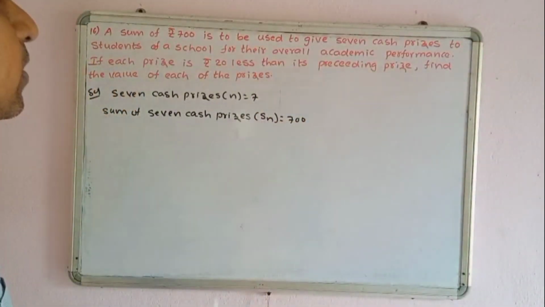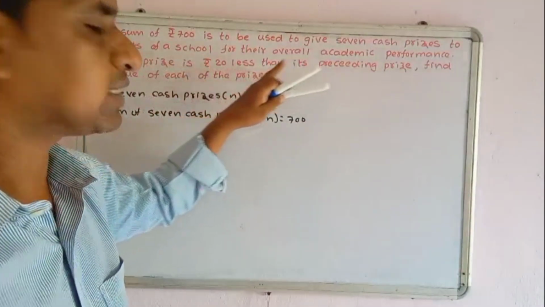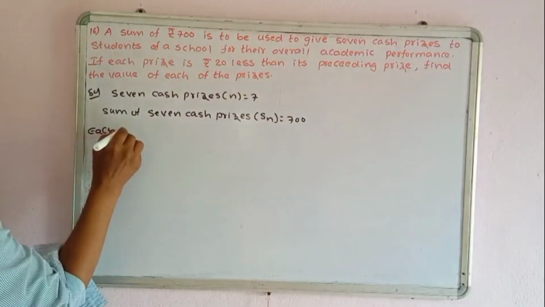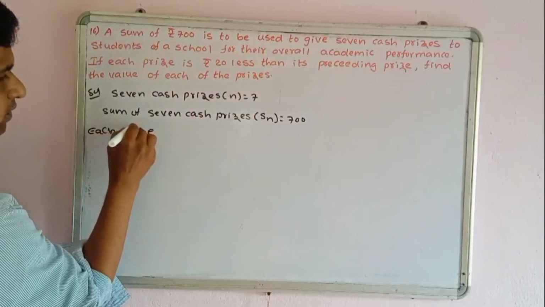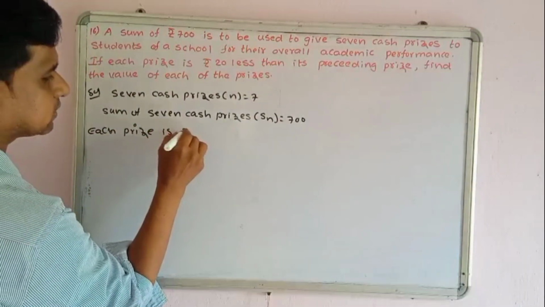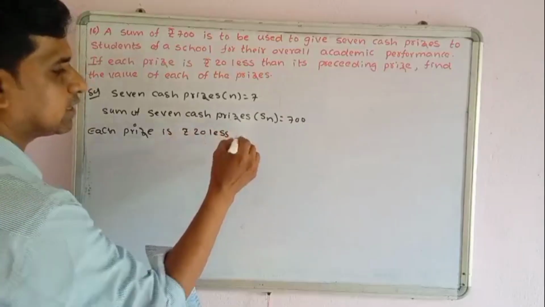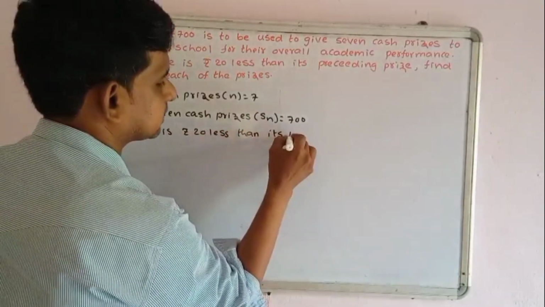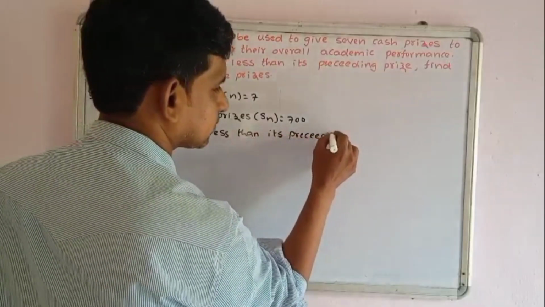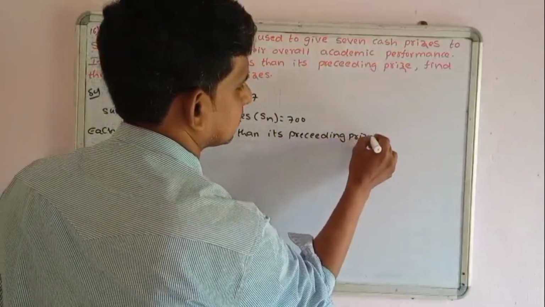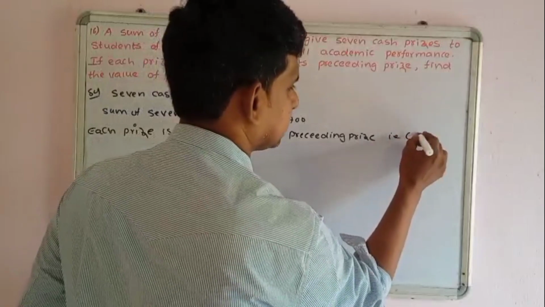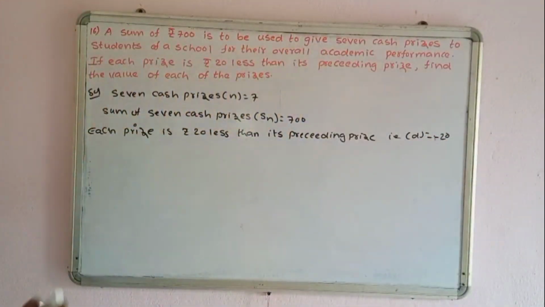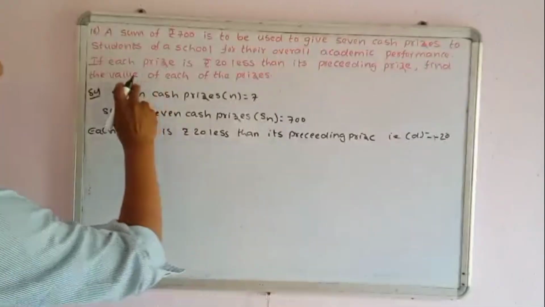Next, each prize is 20 rupees less than its preceding prize. That means d equals minus 20. Now find the value of each prize.